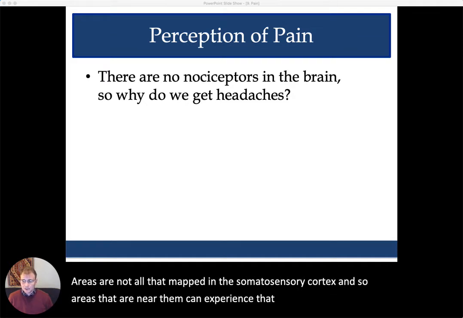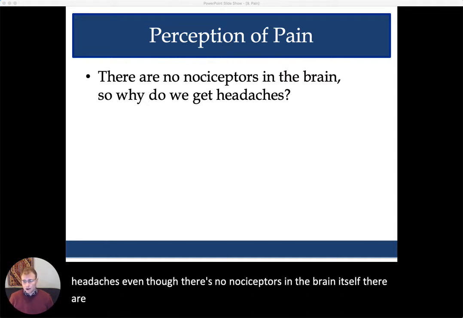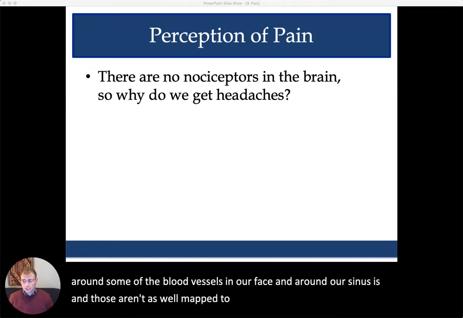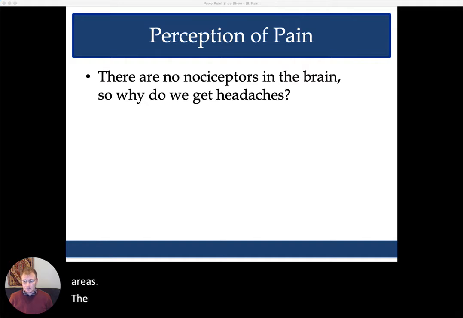And in the case of headaches, even though there's no nociceptors in the brain itself, there are nociceptors around our neck and on the roof of our mouth and around some of the blood vessels in our face and around our sinuses, and those aren't as well mapped as some of the areas on our skin. And so when we're experiencing pressure or inflammation in those areas, the pain can feel like it's coming from inside our head. And so this is why we can experience headaches.